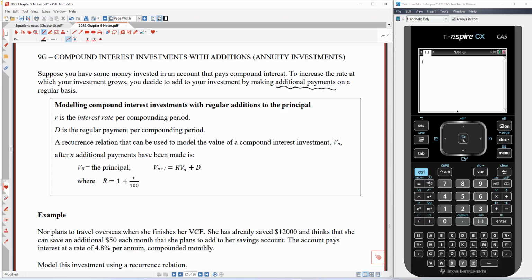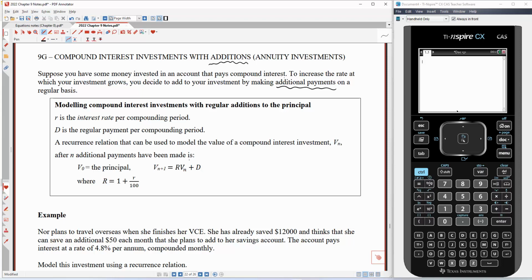We have seen compound interest investments already, but we haven't seen the additions part. What we've been doing is putting in an initial amount and then letting it accrue interest. But this time, we're going to continue to top up the account with additional payments.